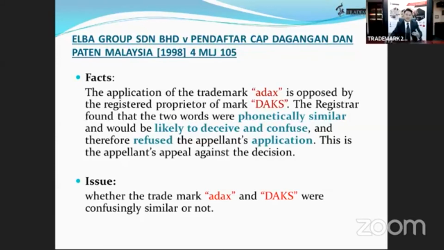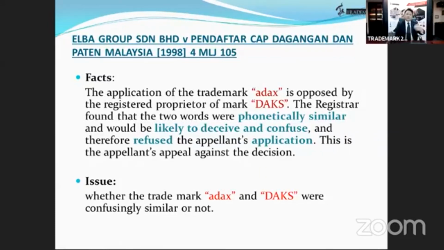Look here, ADAX. Of course, they encountered objections from the Registry of Trademarks because of a cited earlier mark called DAX. The registrar held that these two marks are phonetically similar and likely to deceive and confuse the public, and therefore the trademark office disallowed it. Of course, Alba Group was very unhappy about the decision. They appealed to the High Court in 1998. This is the court's finding: the High Court actually squashed the decision of the trademark registry.